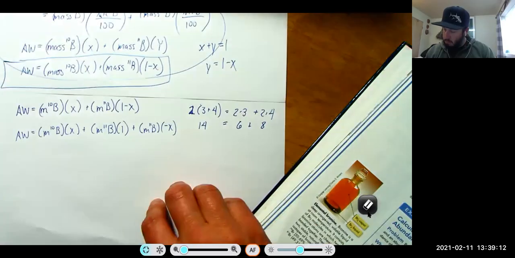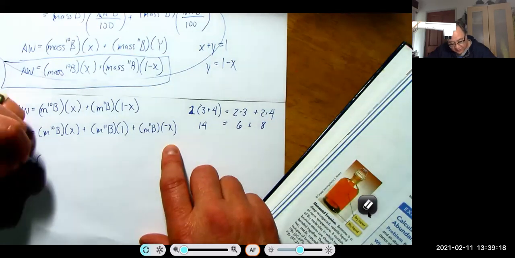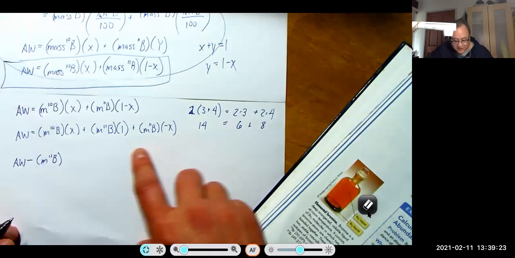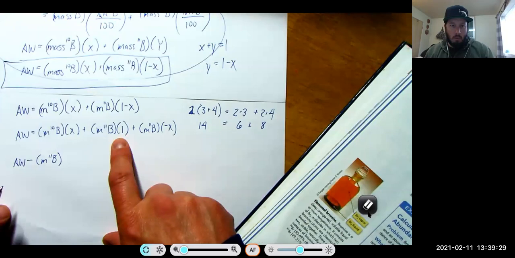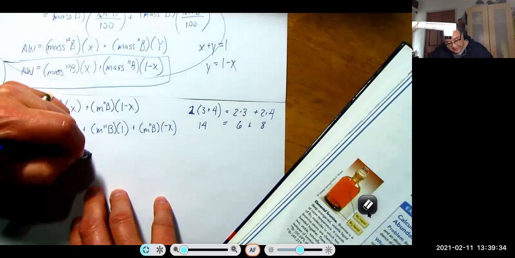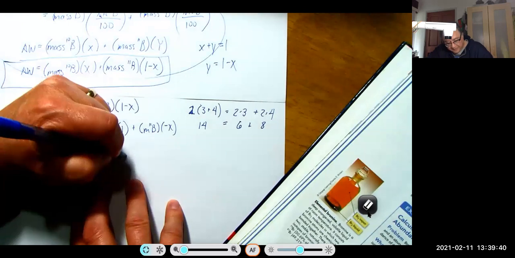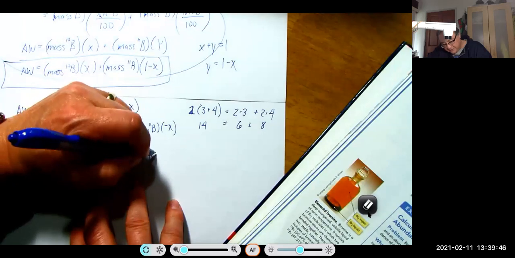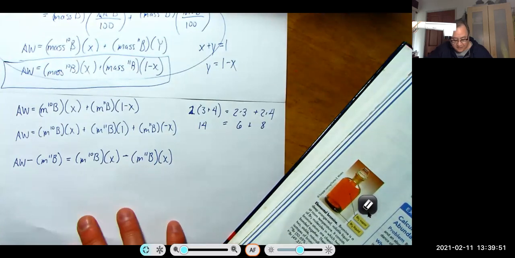So now what I can do is say that the atomic weight minus the mass of boron 11, and here, what is this times 1 equal to? That. So I'm not going to bring the 1 over. Is equal to the mass of boron 10 times X, and I'm going to put minus boron 11 times X. I don't like the X inside the parentheses, so I pulled it out. Are you with me there?